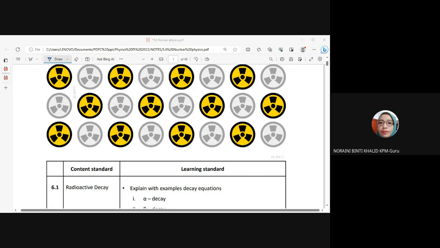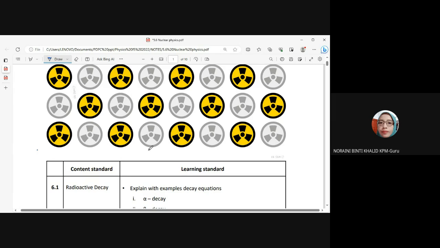Okay, ada yang masuk. You all boleh buka mic tau, nanti bosan kan, boleh cakap-cakap. Boleh tanya-tanya soalan.